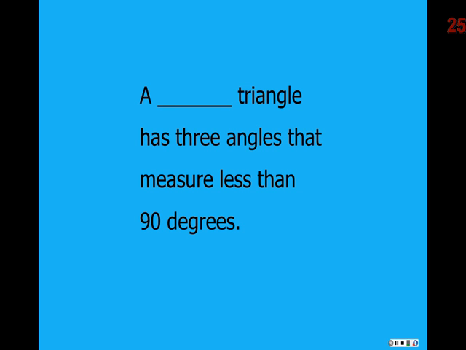A blank triangle has three angles that measure less than 90 degrees. What measures less than 90 degrees? What's that called? Acute. So I told you an acute triangle has all of the angles measuring less than 90 degrees. So this was in triangle theory, and if you weren't here, you probably didn't get it, and I don't think you were here, Rebecca.